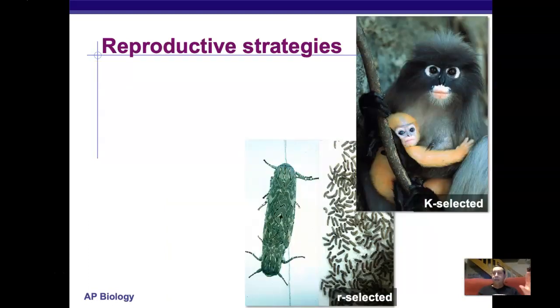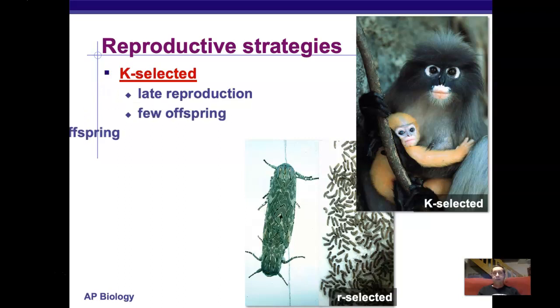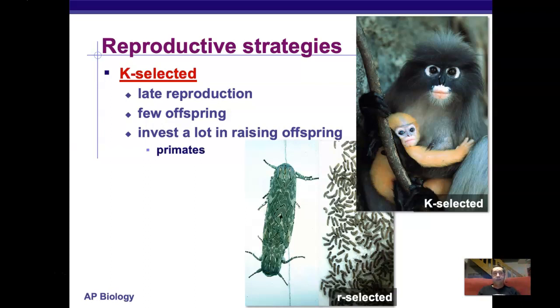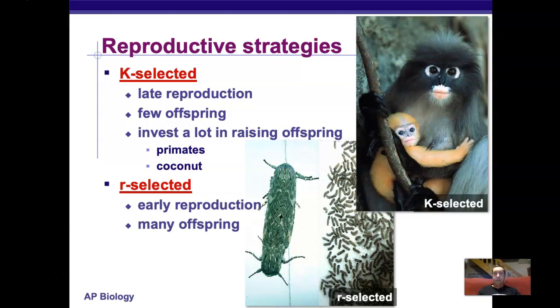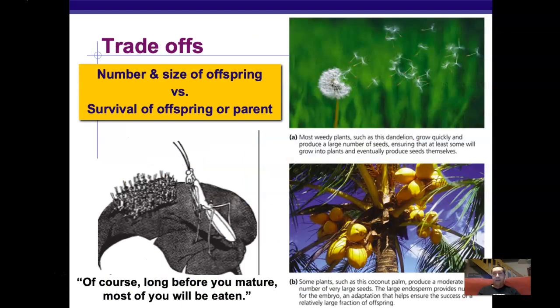So there's two kinds of reproductive strategies. Where are you going to put your energy? K-selected and R-selected. K-selected tend to have late reproduction, few offspring, lots of energy invested in raising the offspring. So most of the offspring survive. So they have a type 1 survivorship curve. Primates, coconut plants would be examples. R-selected, early reproduction, many offspring, little parental care. Those are your type 3 survivorship curves. Insects, many plants use that kind of thing.